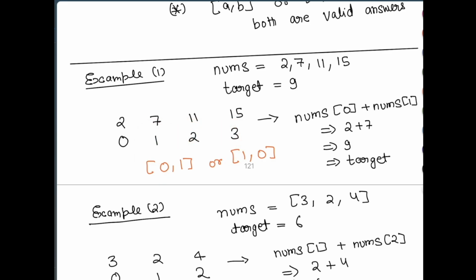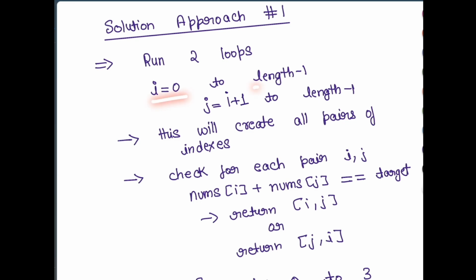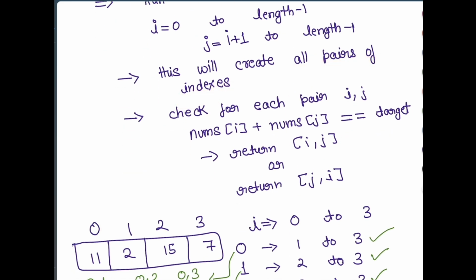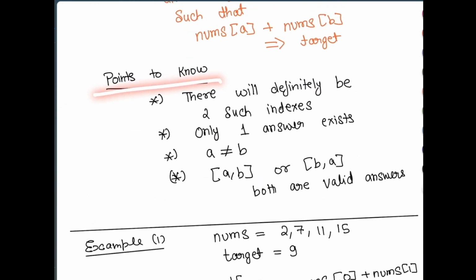So these are the different pairs of indexes which are possible, and that is what we are trying to create here. We run a loop from 0 to length minus 1 and then i plus 1 to length minus 1. This loop runs inside the first loop and creates all pairs of indexes. We will see how. When we have all the possible pairs, one of them is our answer, because there will definitely be two such indexes and only one answer will exist.